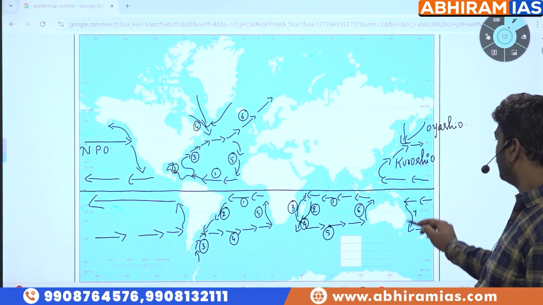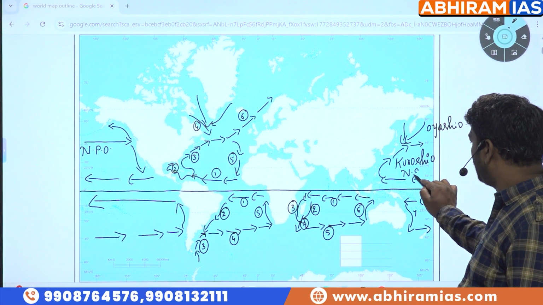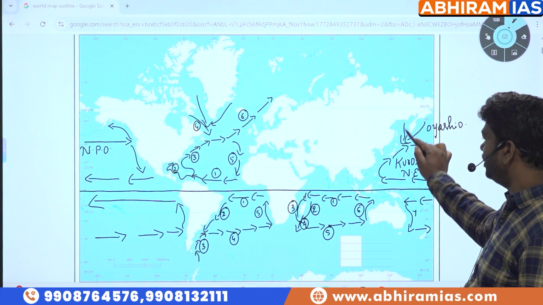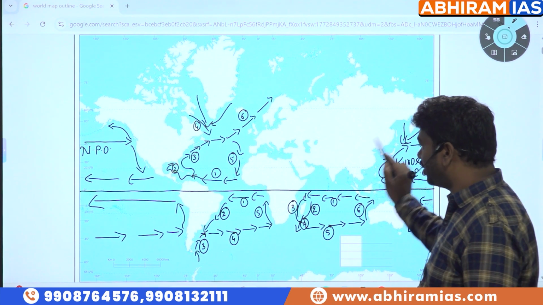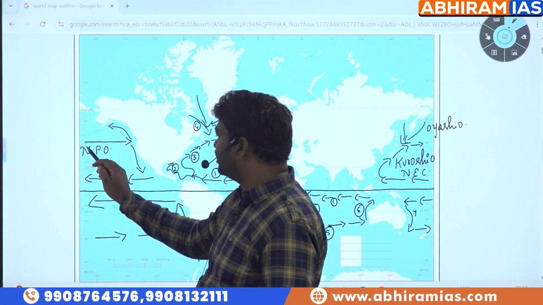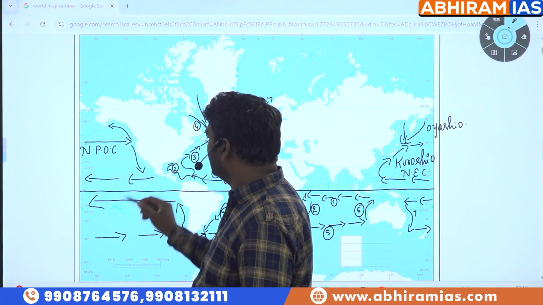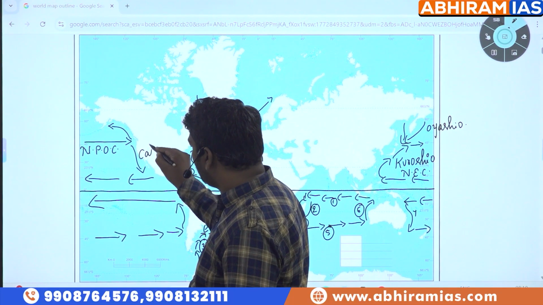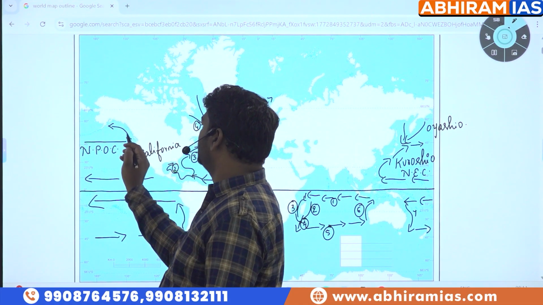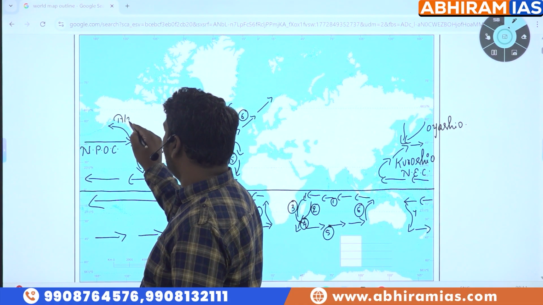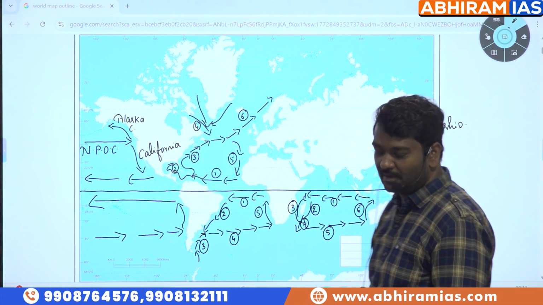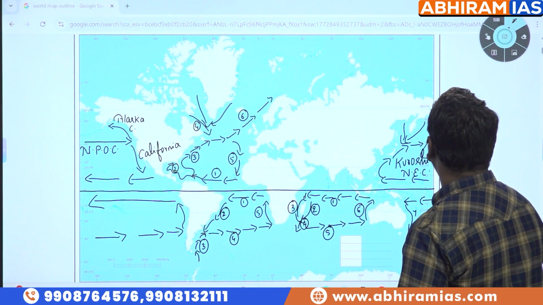See here guys, first everyone, what is this called? North Equatorial current. Then it is called Kuroshio. This is called Oyashio. Good. After that, this is called what? North Pacific Ocean current. Then you see here, what is this called? California current. What is this specific thing called? Alaska current. Okay. One is Alaska, another one is California.